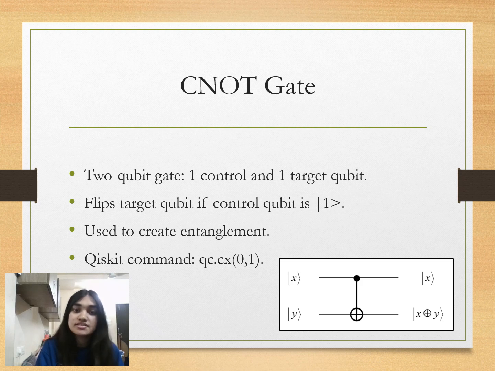Let's talk about the CNOT gate. The CNOT gate is also known as the controlled NOT gate. It is a 2-qubit gate. It consists of a control qubit and a target qubit. It operates as follows. If the control qubit is |1⟩, the target qubit is flipped. If the control qubit is |0⟩, the target qubit remains unchanged. This gate is widely used for generating entanglement, creating Bell states, and implementing multiple qubit operations.